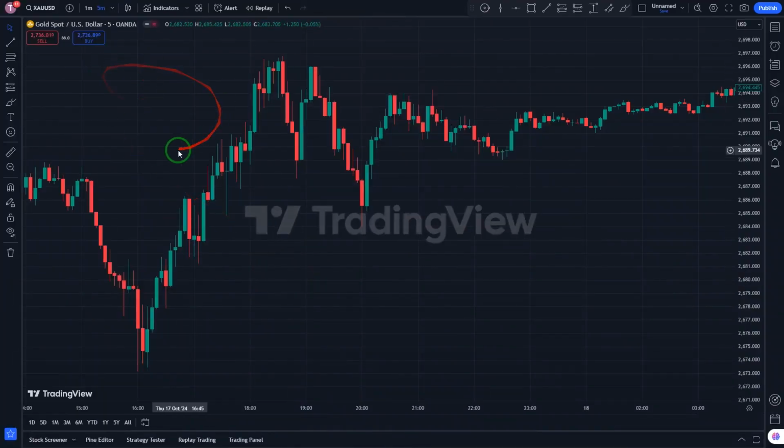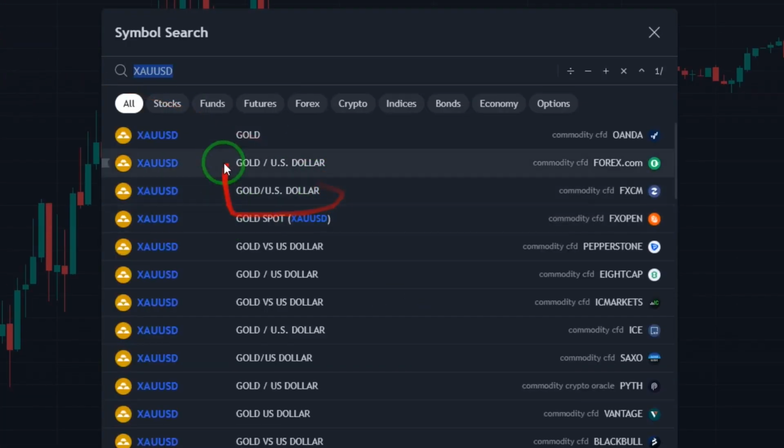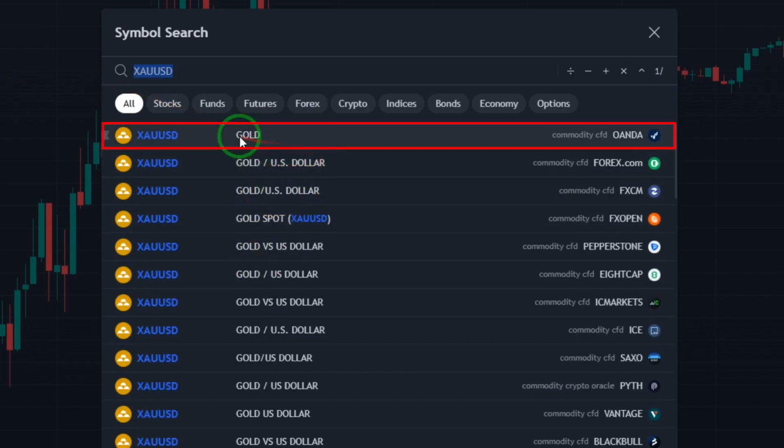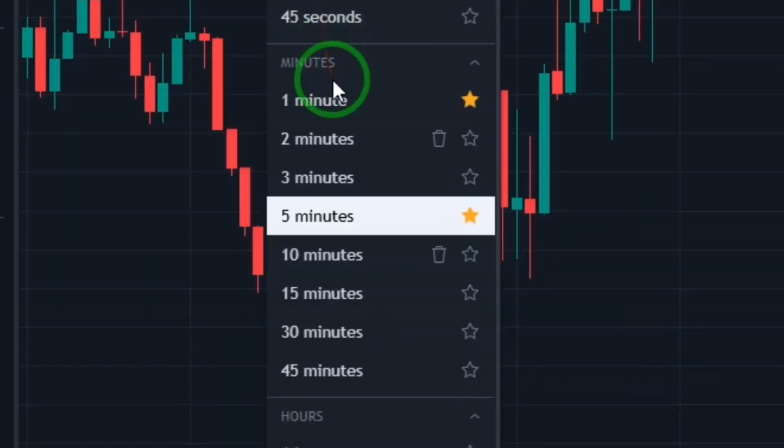First, go to the TradingView website. Enter the symbol section and choose your desired symbol. You can choose the symbol that you trade the most. I will choose gold. After that, go to the time frame. For this strategy, you can select a time frame between 1 to 15 minutes. My choice is a 5-minute time frame.